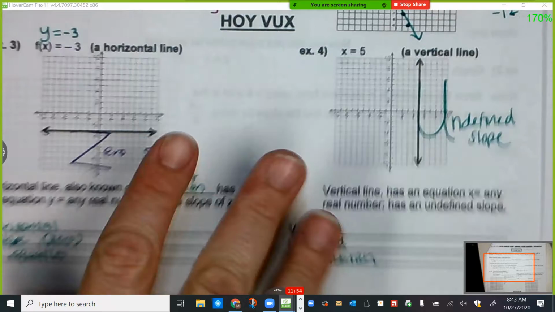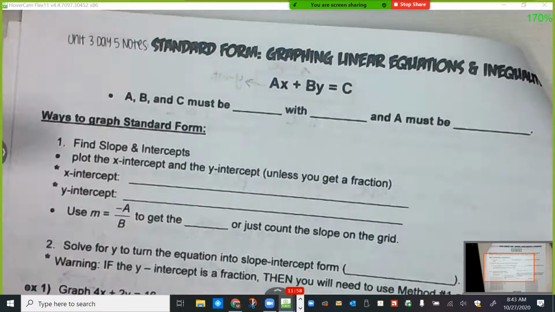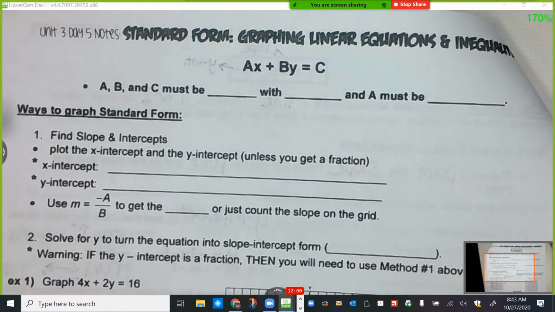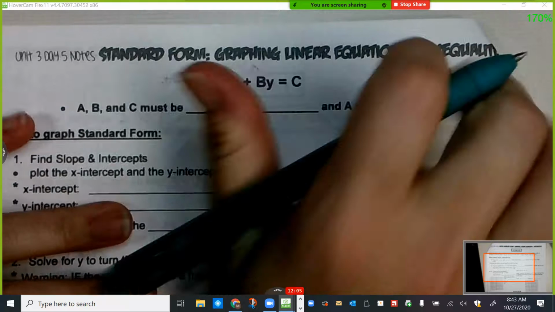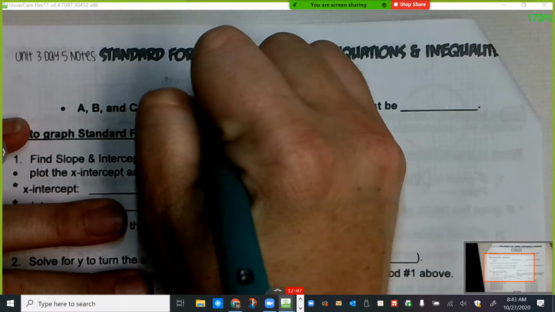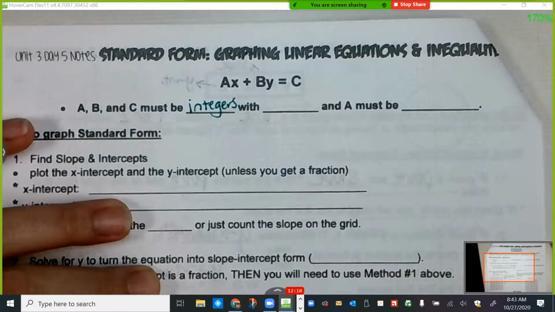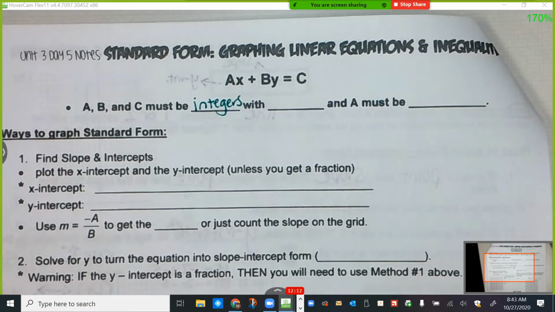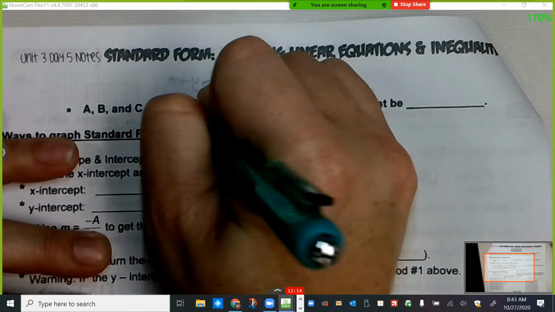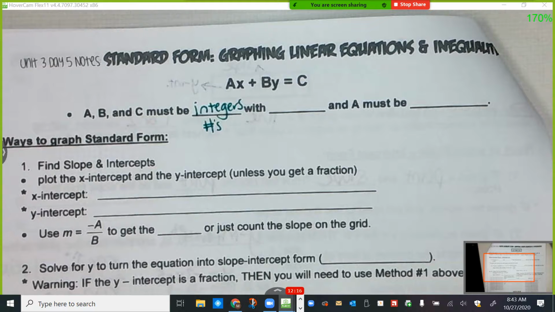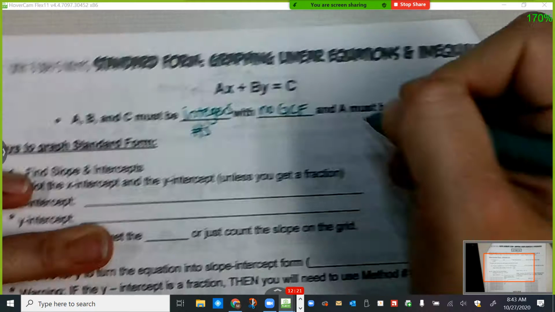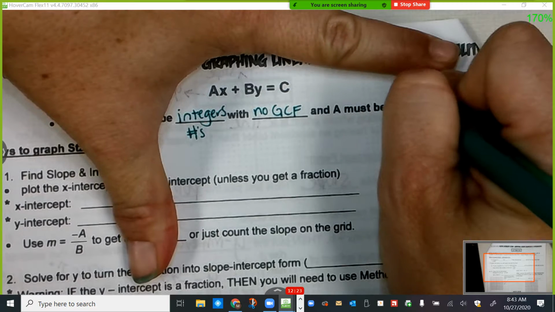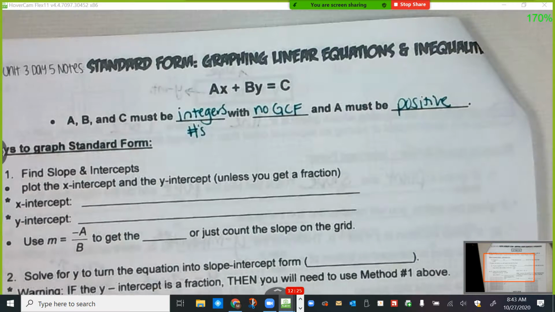Now, the other form of line that you could see is standard form. A, B, and C must be integers. Do y'all know what integers are? You probably know, but you're scared you're wrong. It's just a fancy way of saying numbers, with no GCF, and A must be positive to be proper standard form.